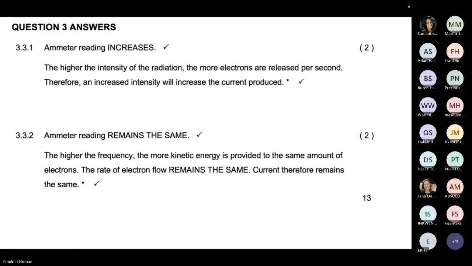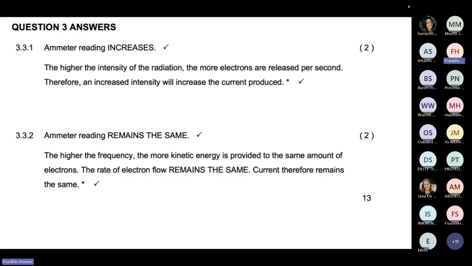But it is more kinetic energy, meaning they move faster. But it is the same number of electrons being emitted that just move faster. In other words, it's changing the intensity that changes the number of electrons per second. But changing the frequency keeps the number of electrons per second the same, but those electrons just move with more kinetic energy, but it's still the same number of electrons.